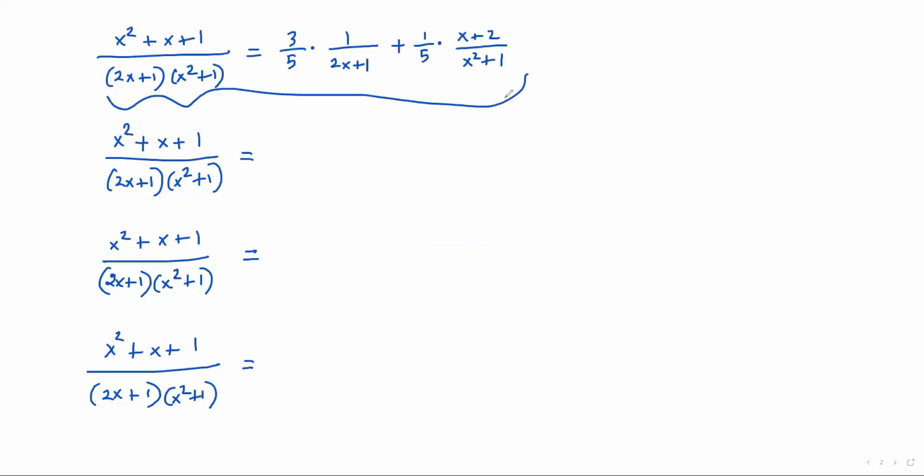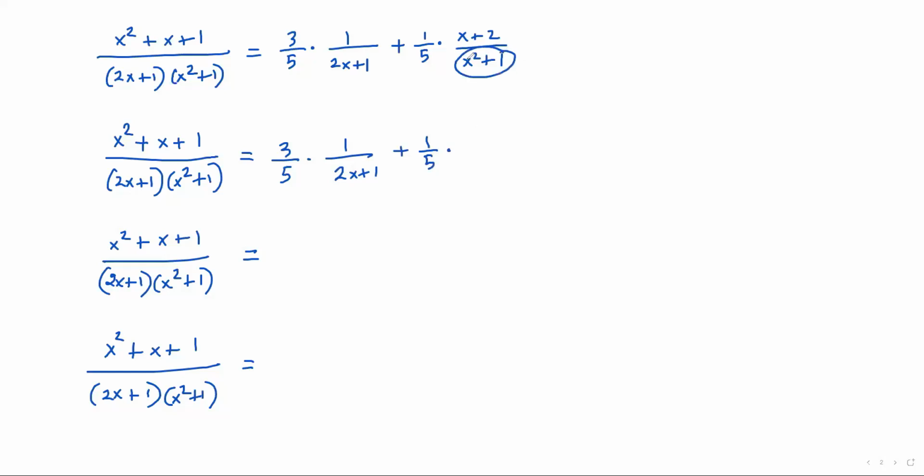Okay, this is a continuation from the previous page. So 3 over 5 times 1 over (2x plus 1). Here plus 1 over 5 times, here x squared plus 1 is a common denominator for x and this 2. So I can take this x squared plus 1 as denominator separately for x and separately for this 2. In that case, I'll be getting x over (x squared plus 1) plus 2 over (x squared plus 1).